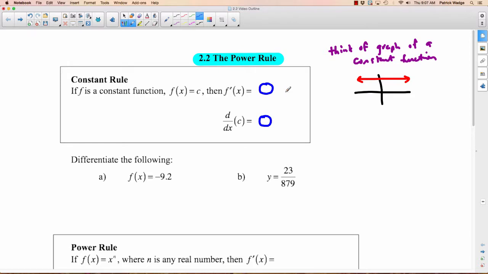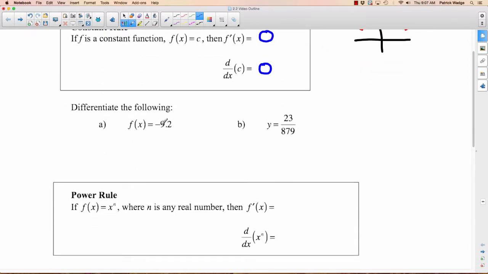So here are the two fastest examples of all time. If f of x equals -9.2, then f prime of x must equal what? We're taking the derivative of this constant function, which means it equals 0. If we have y equals 23 over 879, boy, that's some really complicated decimal if I was to divide it. But who cares how much it is? It's just a constant amount. So y prime, the derivative, equals 0 because it's just a constant. Remember, these are the two most common ways of denoting a derivative, f prime of x and y prime.